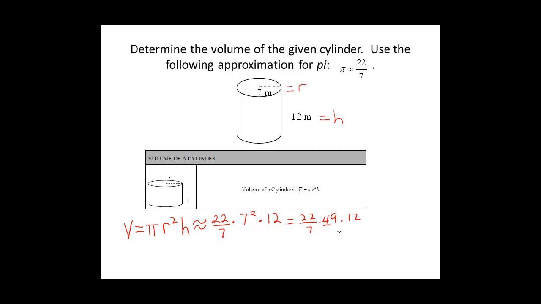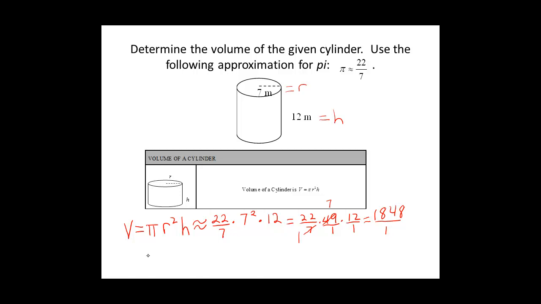We will write our whole numbers as fractions by putting them over 1, and now we will multiply. We see that we can divide out a 7 in this number 49 and the denominator 7. So let's divide them by 7. 7 divided by 7 is 1, and 49 divided by 7 is 7. Then we will multiply our numerators together. 22 times 7 times 12 is 1,848. And you would use a calculator or some scratch paper to do that. And our denominator is 1.